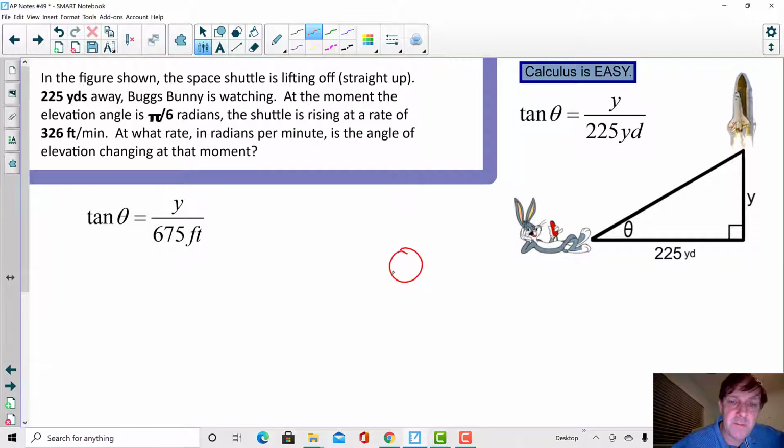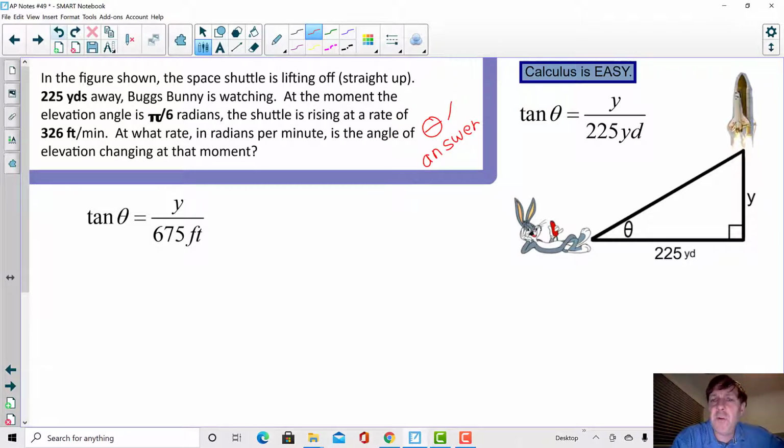So theta is going to be your angle of elevation, but theta prime is going to be the rate that the angle of elevation is changing. And that's what it's asking for. It's asking for theta prime. So our final answer is going to be theta prime. So we'll write that right there.